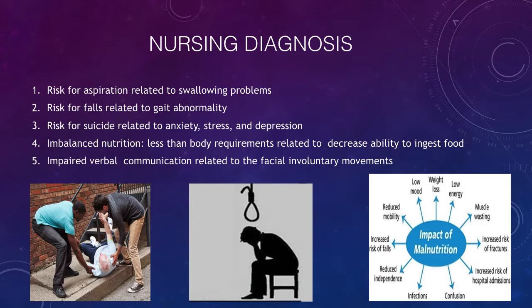The third nursing diagnosis is the risk for suicide. Psychiatric problems are the first manifestations for the patients with Huntington's disease. So, as the disease progresses, the patient suffers anxiety, stress, and depression. So, these symptoms lead to the increased risk of suicide. So the nurse can encourage the patient to express their feelings, family support is very important, and also providing.